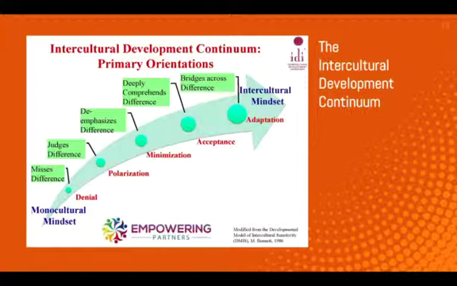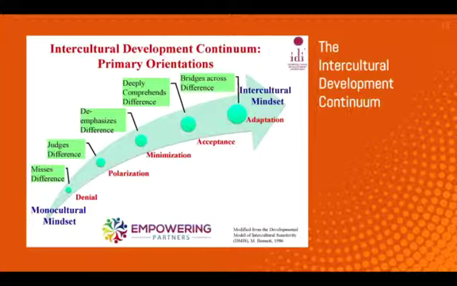And finally, there's this thing which is similar to the DMIS. It actually says down the bottom, it's modified from the Developmental Model of Intercultural Sensitivity: the Intercultural Development Continuum. So it's similar. The stages of development of intercultural competency: denial, polarization, minimization, acceptance, adaptation. They're moving from a monocultural to an intercultural mindset. I think they probably did this for the purposes of more easily representing the DMIS in training sessions.